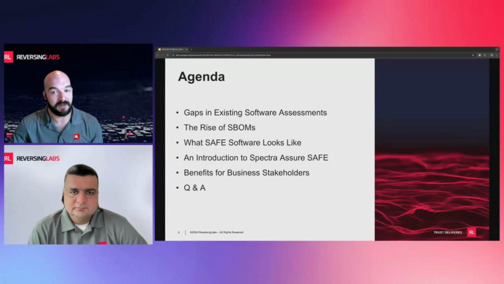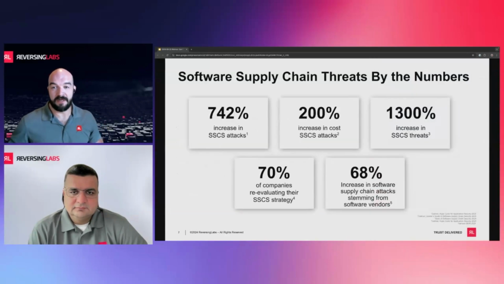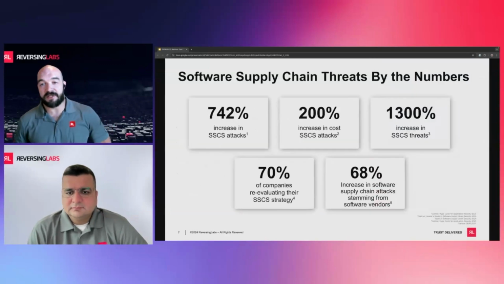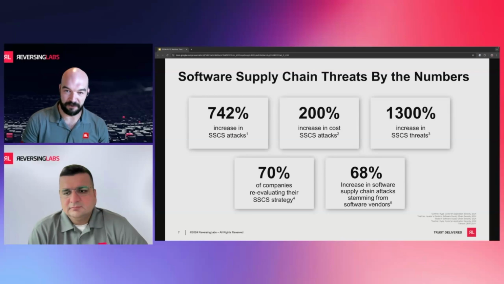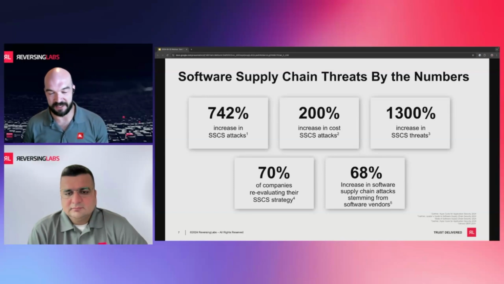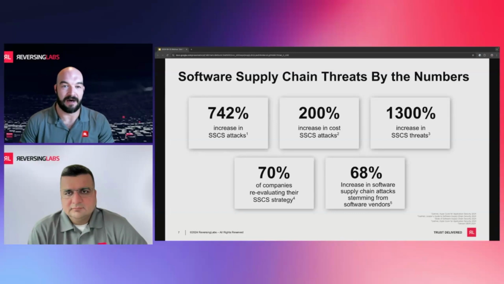So moving forward, some of these statistics I should not have to explain to the folks on the call. The threat landscape for software supply chain attacks has seen an alarming rise, both in the frequency and the sophistication of the attacks. I'm sure most of the folks on this call are already very familiar with that.